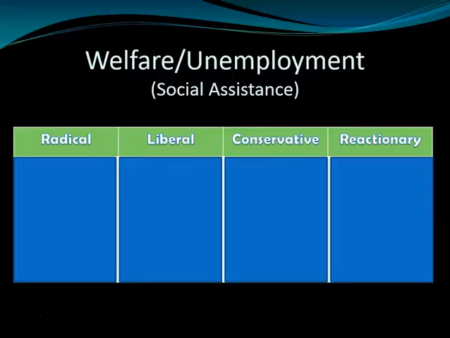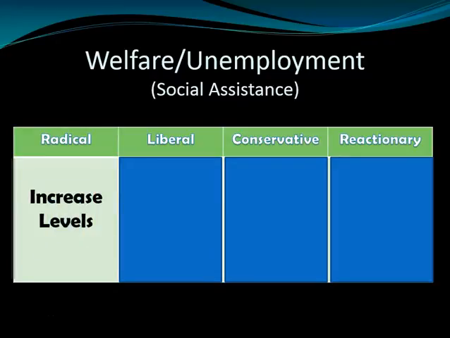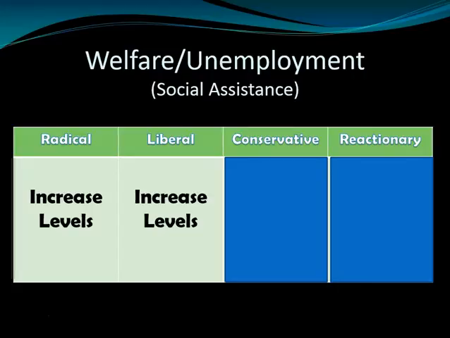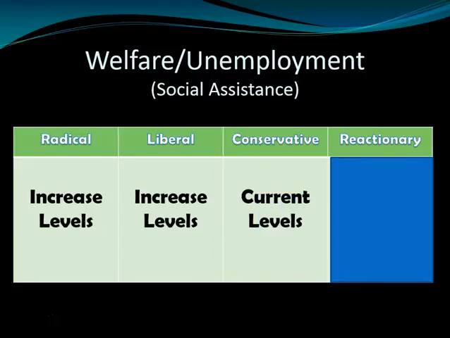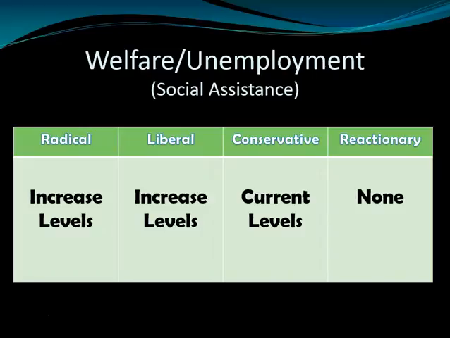When it comes to the issue of social assistance, or what we would sometimes call welfare or unemployment insurance, radicals believe that we need to increase the levels, as do liberals. Conservatives would tell us things are pretty good the way they are, and a reactionary would tell us we need to get rid of welfare and we need to get rid of unemployment insurance.